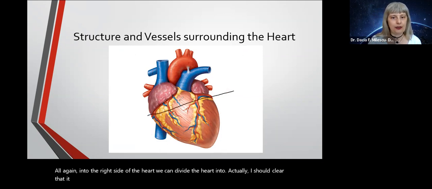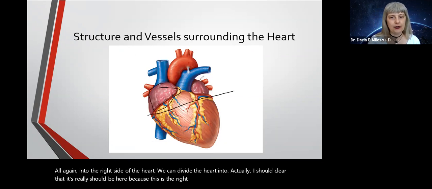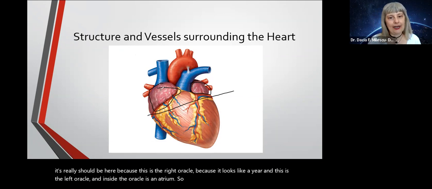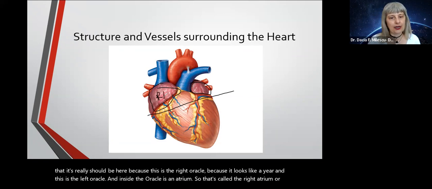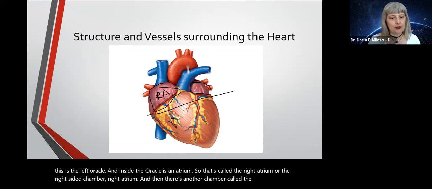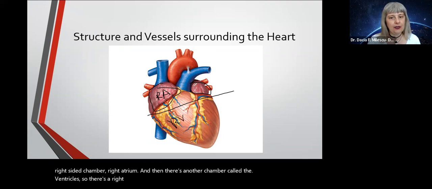We can divide the heart into, actually I should clear that. It really should be here, because this is the right auricle, because it looks like an ear, and this is the left auricle, and inside the auricle is an atrium. So that's called the right atrium, or the right sided chamber. And then there's another chamber called the ventricle. So there's a right ventricle inside here. This is the left atrium, and therefore in here is the left ventricle.